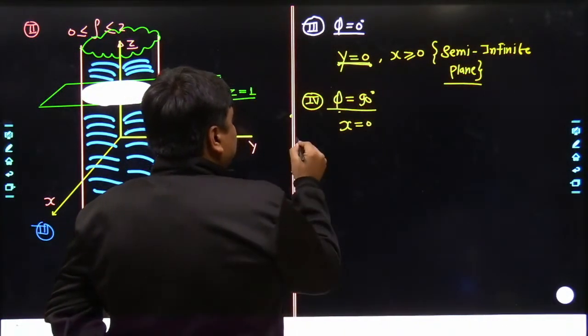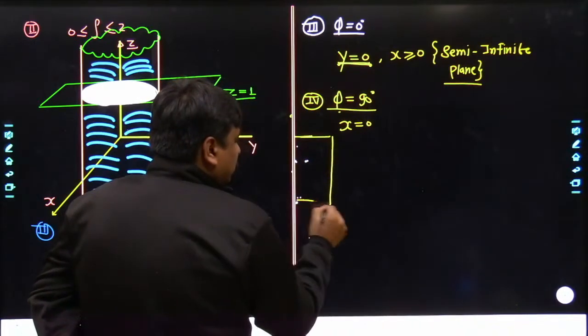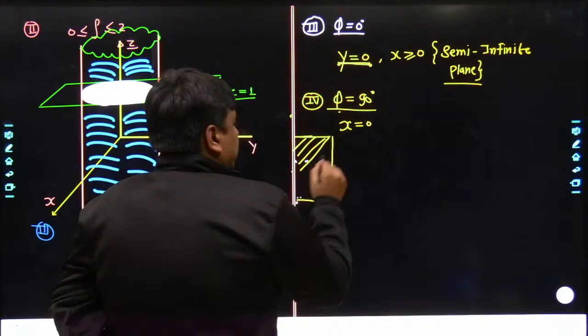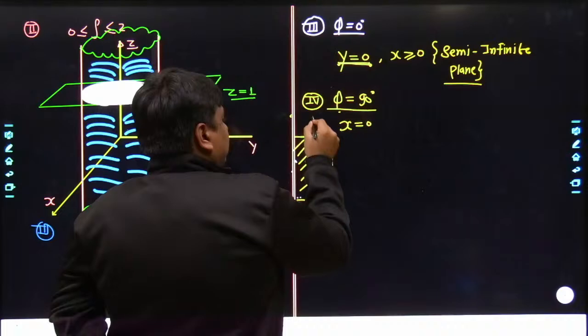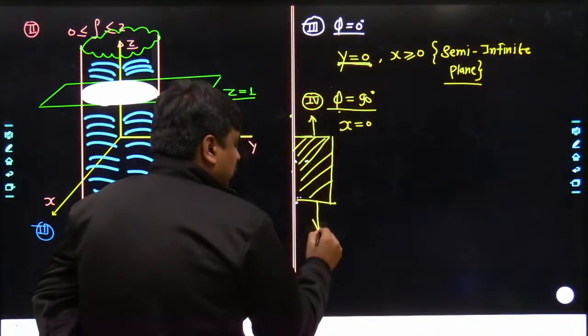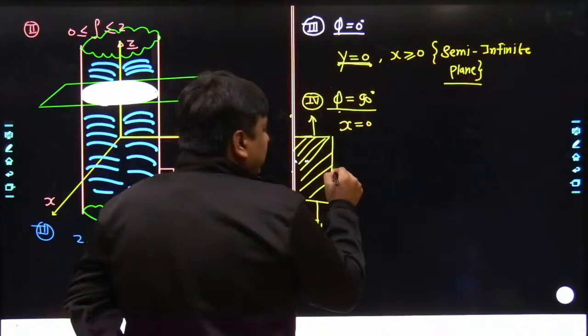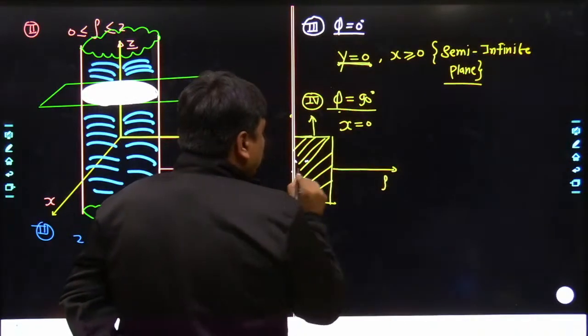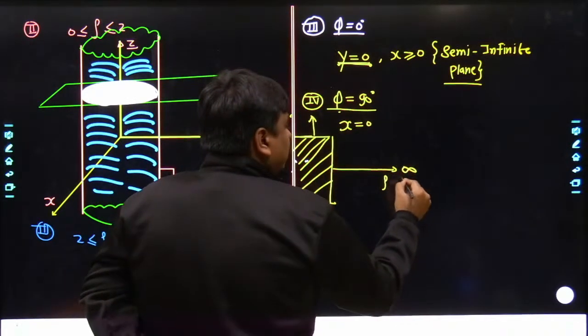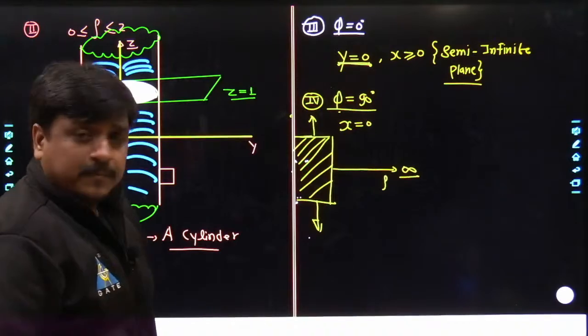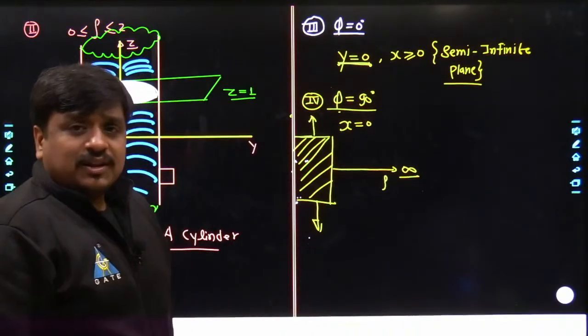Phi equals 90 degree. That means we are talking about this surface. It can take its own values, going from plus infinity to minus infinity, and similarly it can take its own value of rho, going from 0 to plus infinity. Agree? Till this point each and everything must be clear.